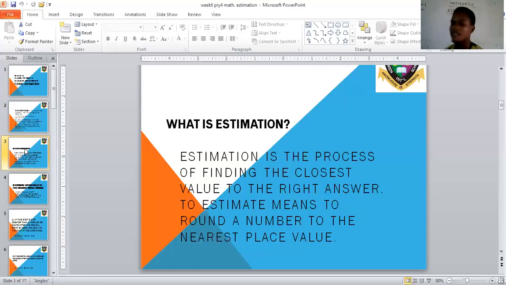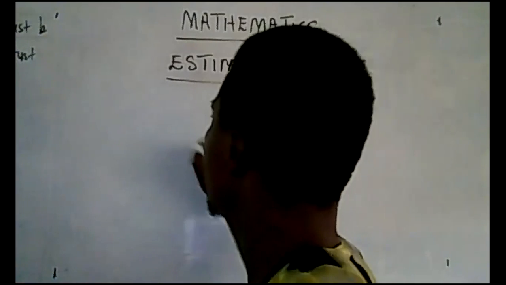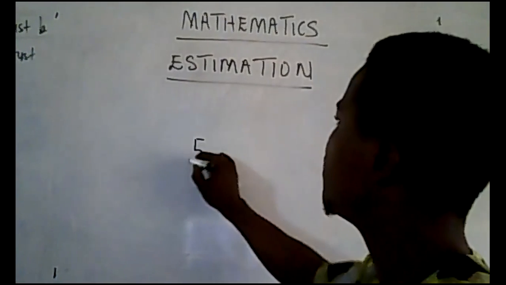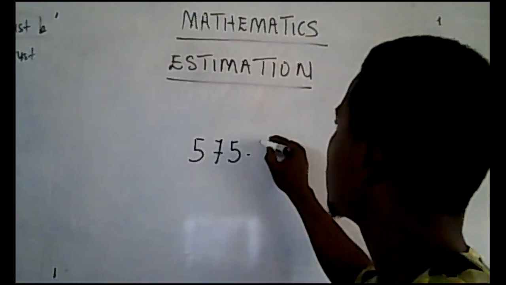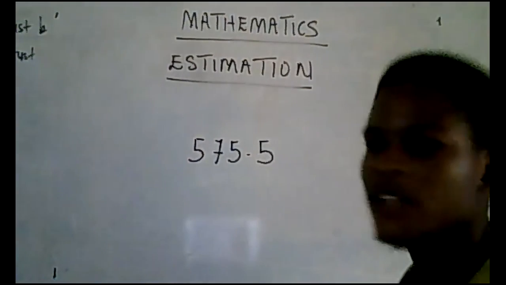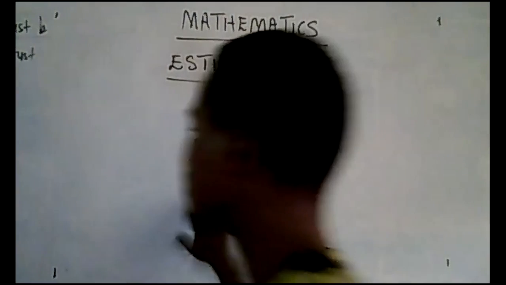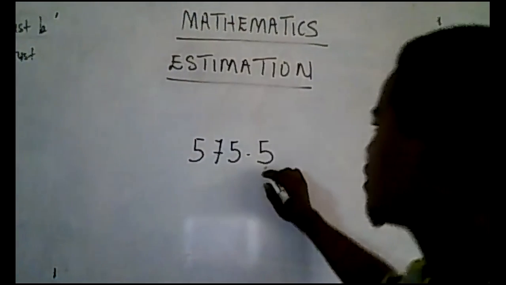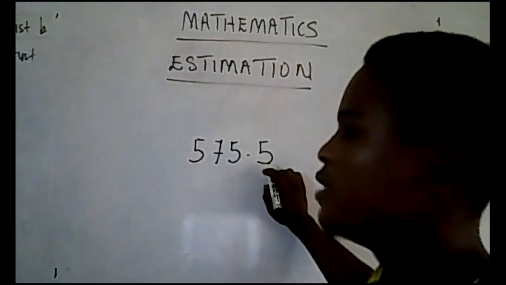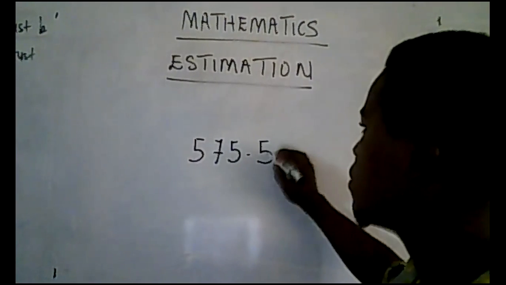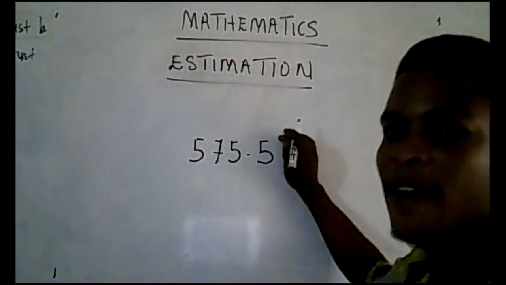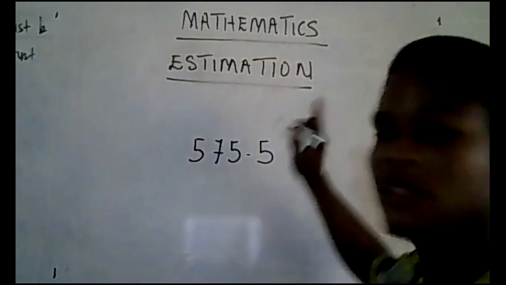Now, let's say, for instance, we are given something like this to work on. Like, we are asked to convert, let's say, 575.5. If you are asked to round this off, or to estimate this, what do you do? Don't forget that this is 5. And as we were taught in your previous lessons about how to approximate or round up, any figure that is up to 5 or bigger than 5 represents what? 1. Is that not so?